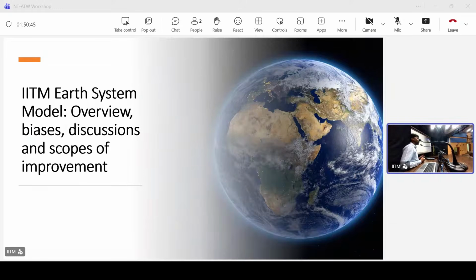Good morning, everyone. Myself, Sandeep Narayan Shetty. Today I will be giving a talk on the IITM Earth System Model. We'll be covering an overview of the model, followed by biases, some discussion and research from our group, and also the scope of improvement, how to proceed further, what our timeline is, and how we work there.